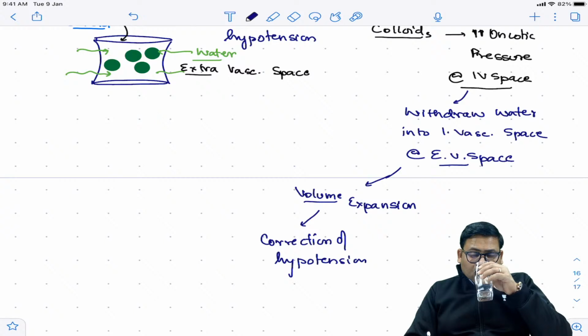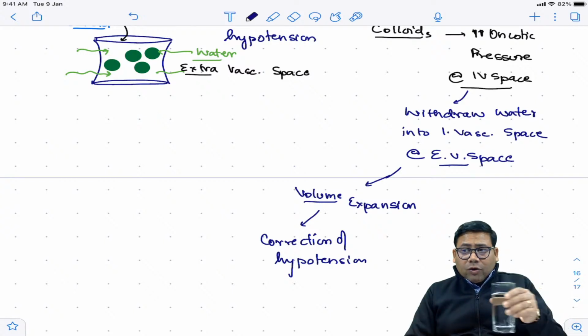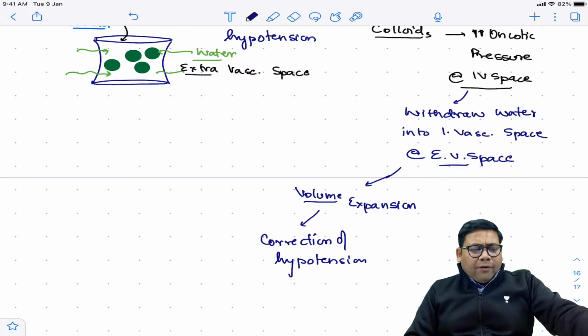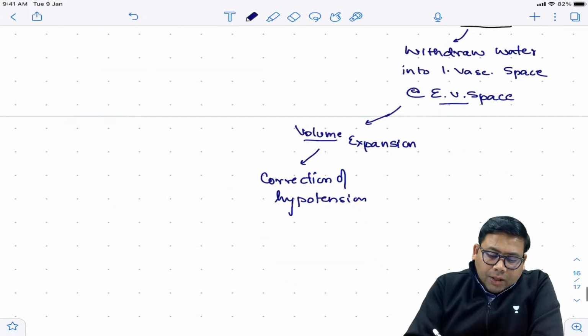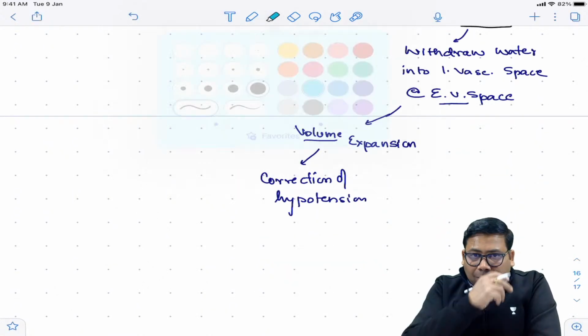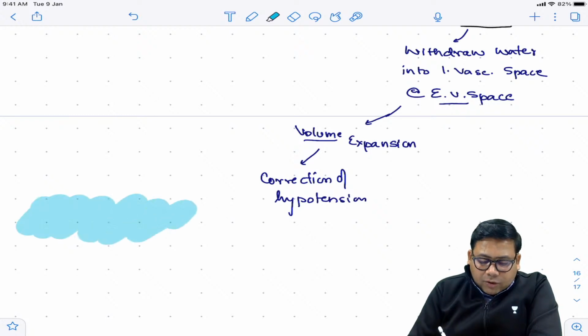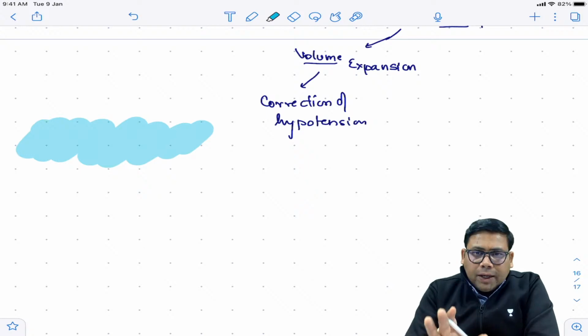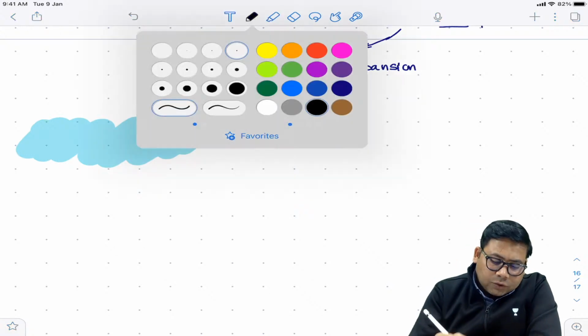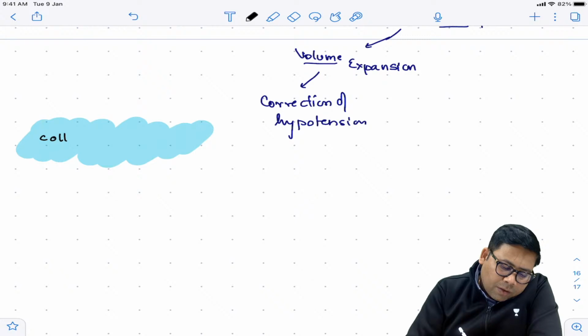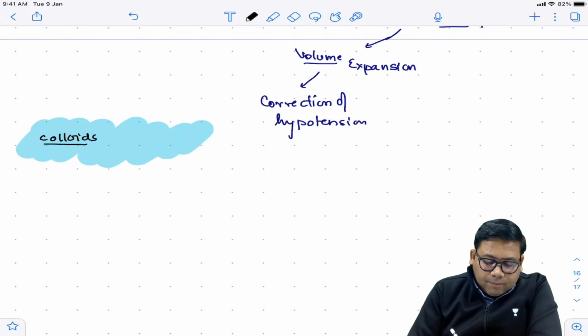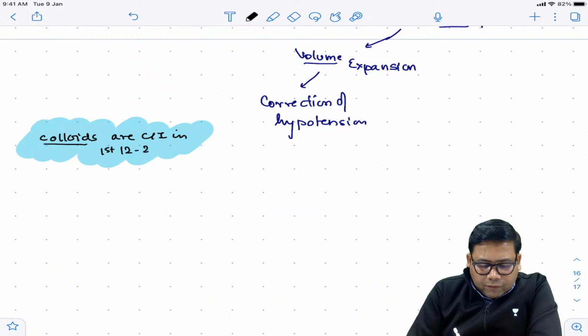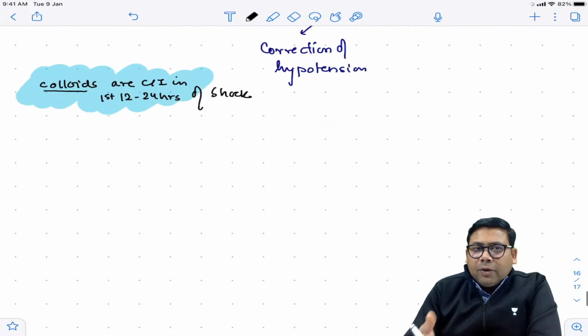However, there is a caution. What is that caution? Try to understand that caution. The caution is that colloids are contraindicated in the first 12 to 24 hours of any shock, and this is very, very important. Now, why is this so? Colloids are very important fluids, but they are contraindicated in the first 12 to 24 hours of shock. And why is this so? Let us try to understand that.